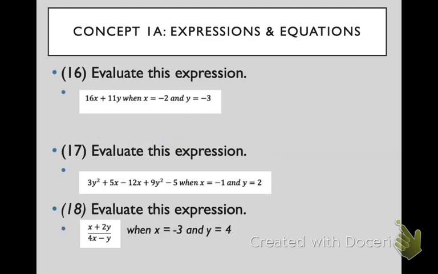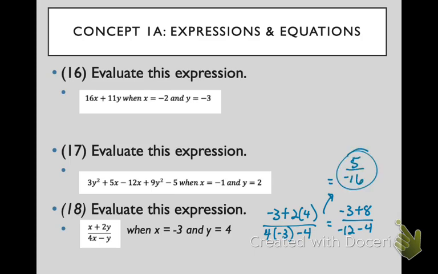Now let's evaluate this last expression when x is negative 3 and y is 4. So first let's substitute. We'll have negative 3 plus 2 times 4 over 4 times negative 3 minus y. Now you're going to need to think of order of operations. With fractions, we're going to simplify the numerator first. So negative 3 plus 8 over negative 12 minus 4, which will give us positive 5 over negative 16. So that's our final answer.